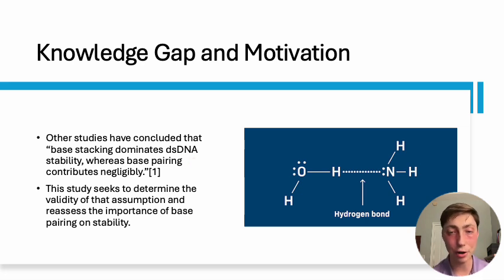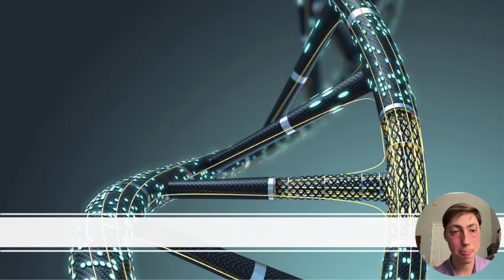However, base pairing, the hydrogen bonding connection between the two strands, has been considered to be negligible. This study seeks to determine how valid that assumption actually is, and whether or not hydrogen bonding is actually important to the stability of double-stranded DNA formation. So, the results of this study follow.